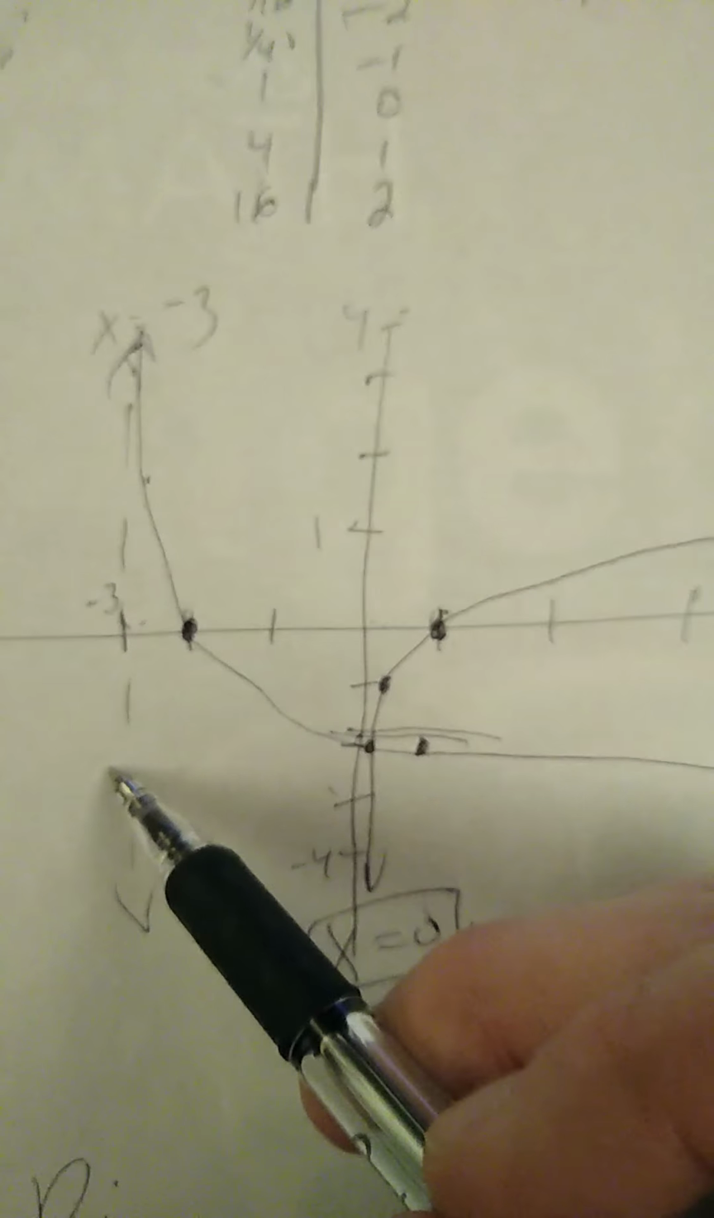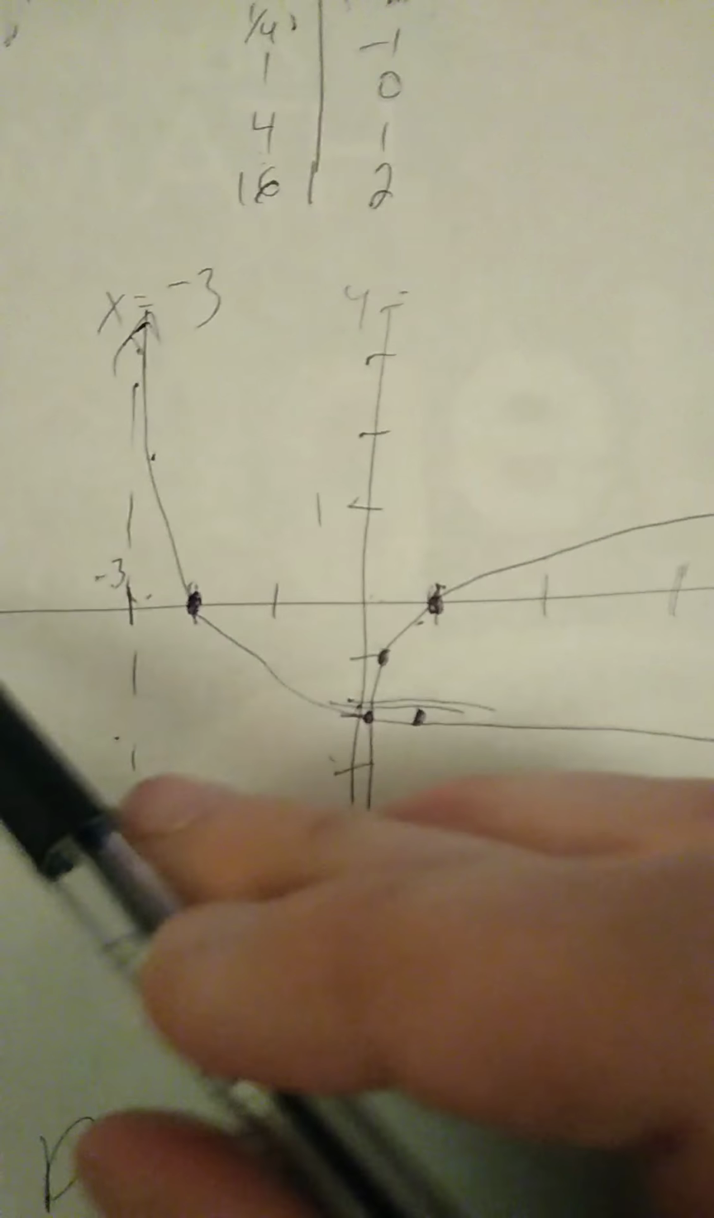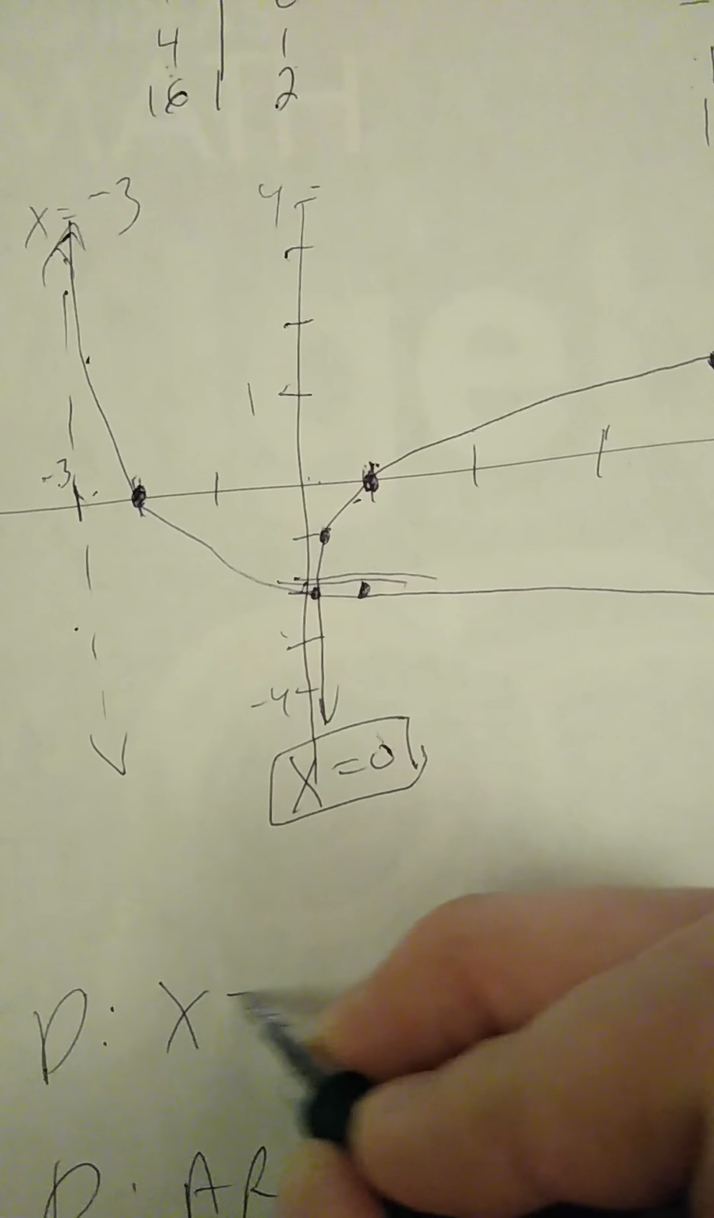Domain for this guy, it's never going to reach that -3 line. It's going to go to the right of it, but it's never going to reach -3 or go below it. So x has to be everything greater than -3.